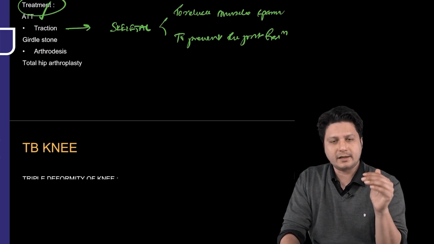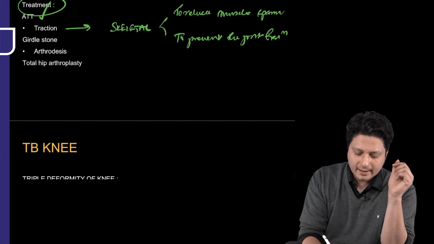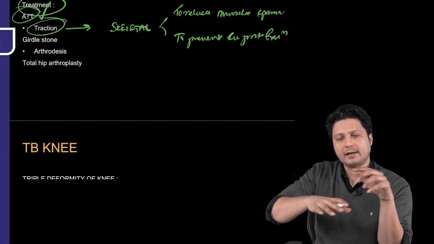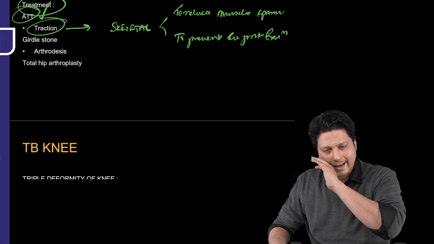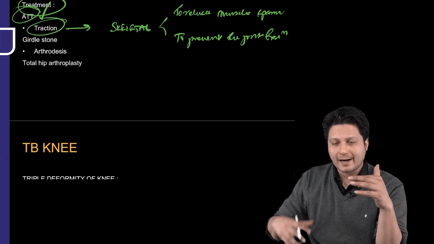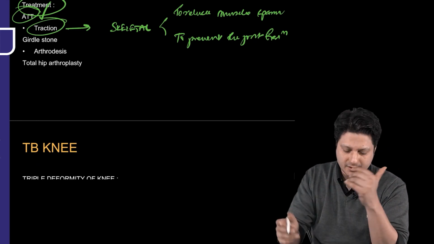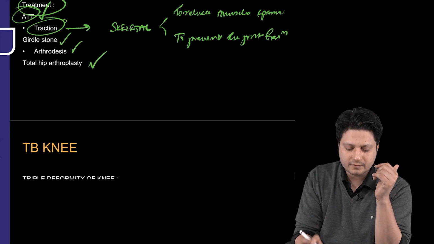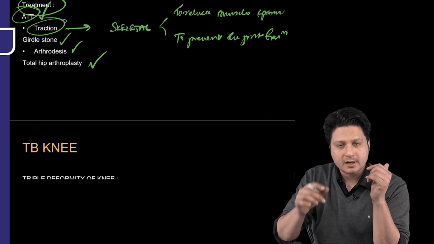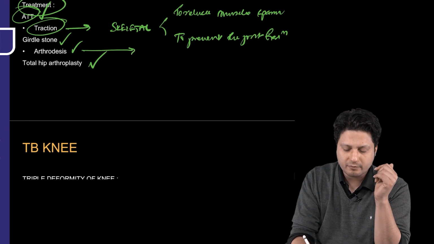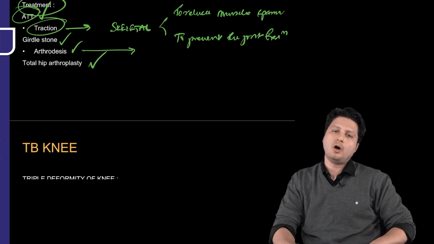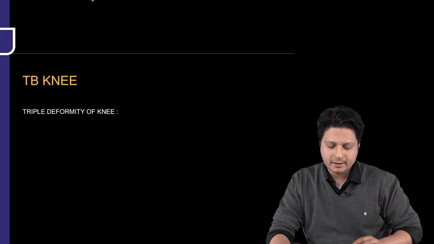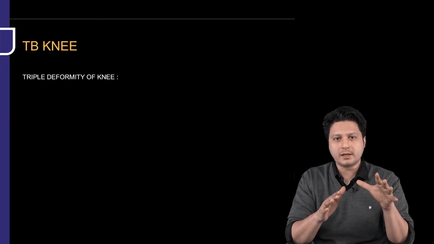Alright. And finally, the management. In the management, ATT and traction is gold standard. You have to perform ATT and traction, put the patient on traction in any of the stages. But for advanced arthritic stages, you have to go for these 3 surgical procedures. But remember, arthrodesis is something which is obsolete. You should not go with arthrodesis, either girdle stone or total hip arthroplasty. Alright. This much about the tuberculosis of the hip joint.